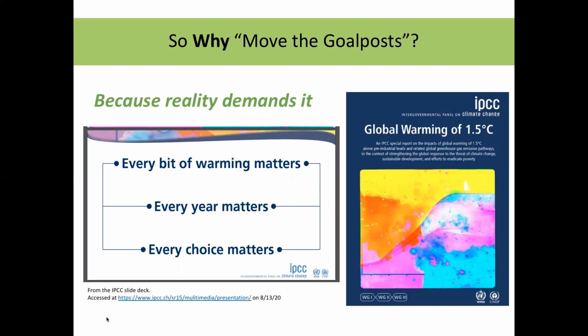Why would we change our boundaries, move the goalposts, so to speak? And the answer, of course, is because the global scientific community made it clear in the 2018 special report on climate change, sustainable development, and poverty, often referred to as the 1.5C report, that reality demands it. The image on the left is a slide from the deck that the IPCC prepared as part of that report. And I think that that just says it best for our campuses and for the work that we're doing.